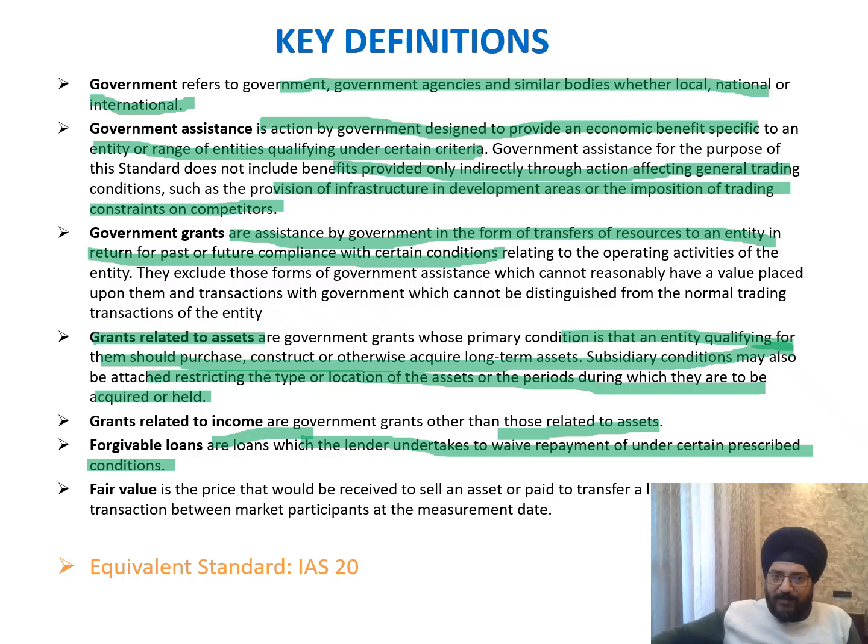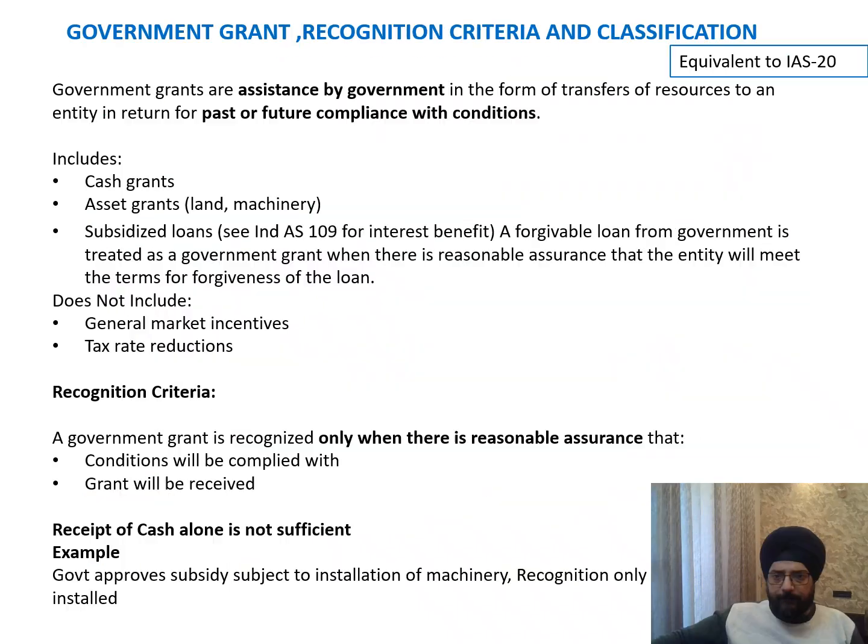Likewise, fair value is the price that would be received to sell an asset or paid to transfer a liability in an orderly transaction between market participants at the measurement date. So that is the typical definition of fair market value. When we look at these definitions and compare them with IAS 20, the definitions prescribed here, whether it is government assistance, grant related to assets, or grant related to income, are largely the same, and there is no deviation. So we'll move to the next slide then.